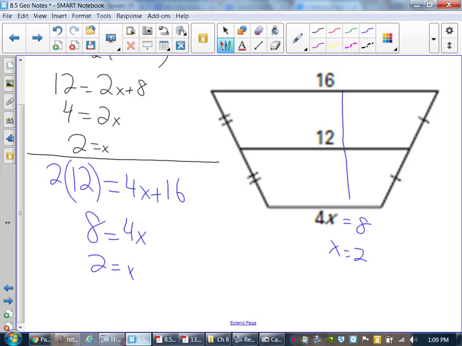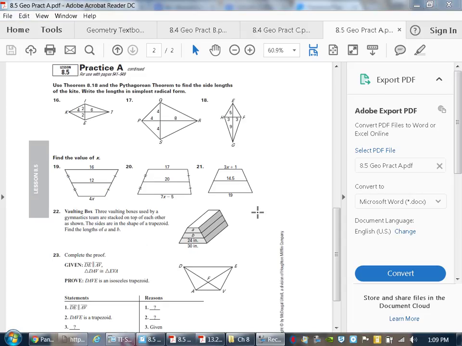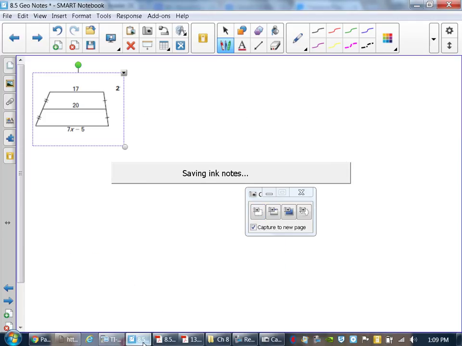Wait, how did you get from 16 to 12? Do you go up or down? How many? What's 4 less than 12? Same deal.